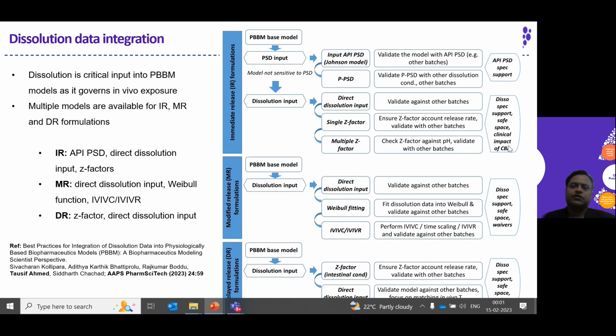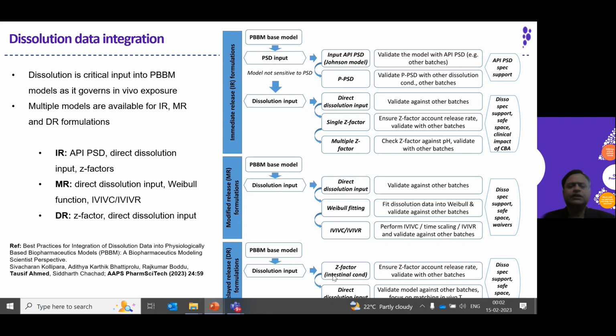With these approaches, we can get support for the dissolution specification setup, setting up of the safe space, and also the clinical impact of the CMAs. For the modified release formulations, we could again use the direct dissolution input, or most commonly the Weibull fitting. We could fit single Weibull, double or triple Weibull, and could also establish IVIVC or IVIVR. The third case is the delayed release dosage forms, where we could use the Z factor or also use the direct dissolution input.